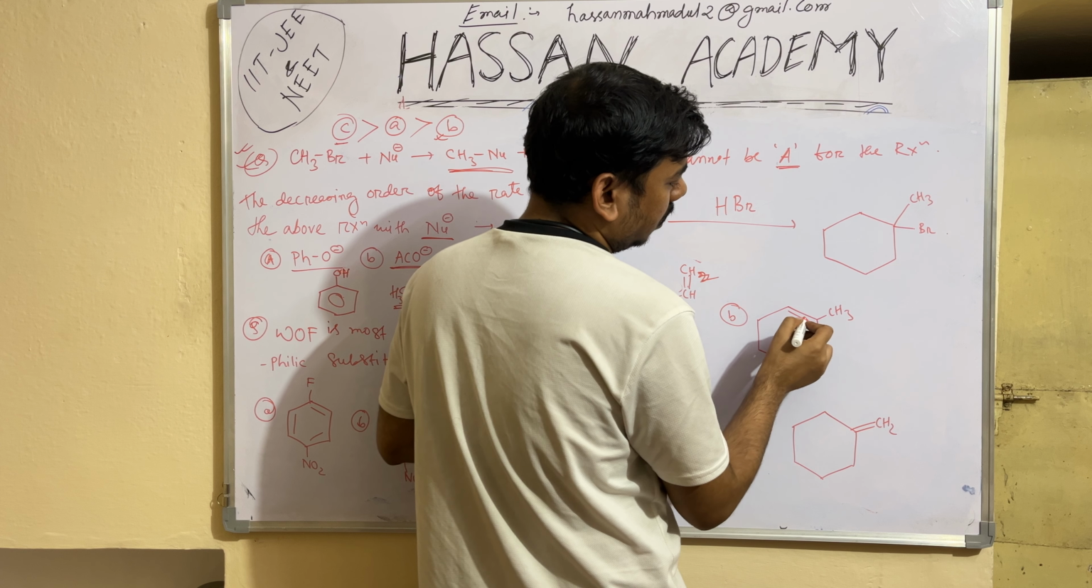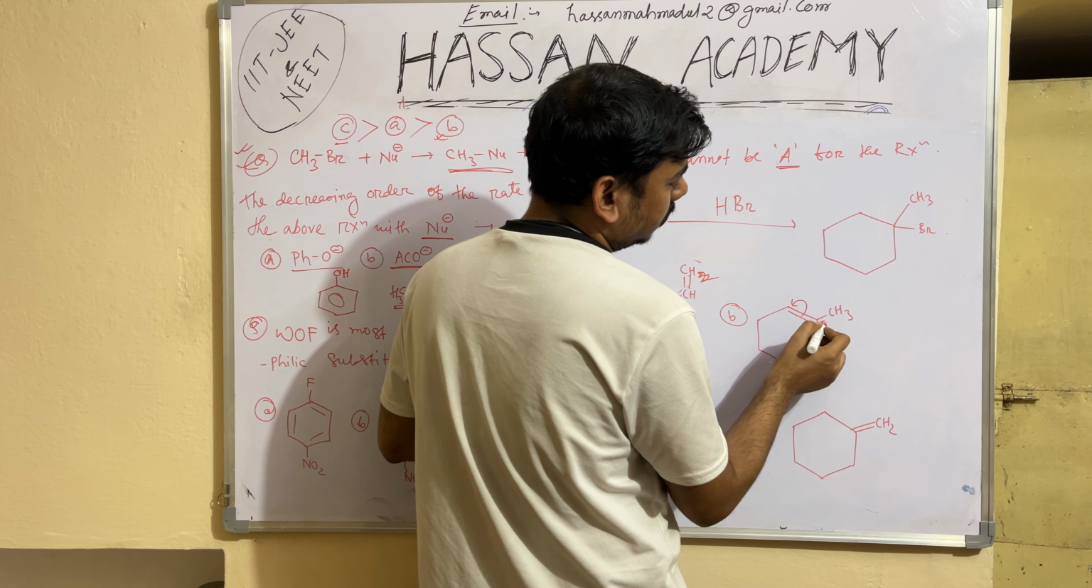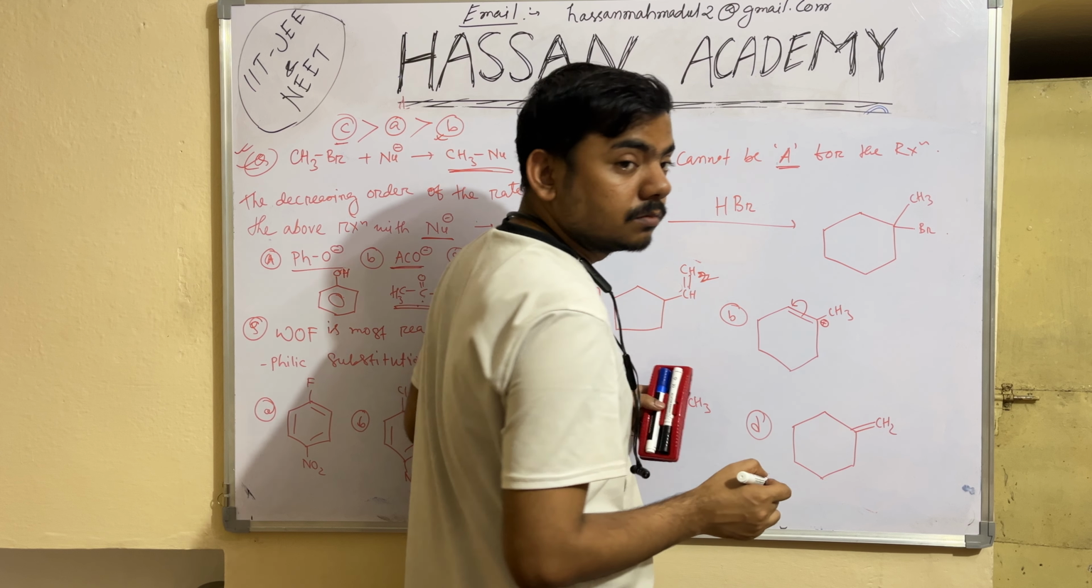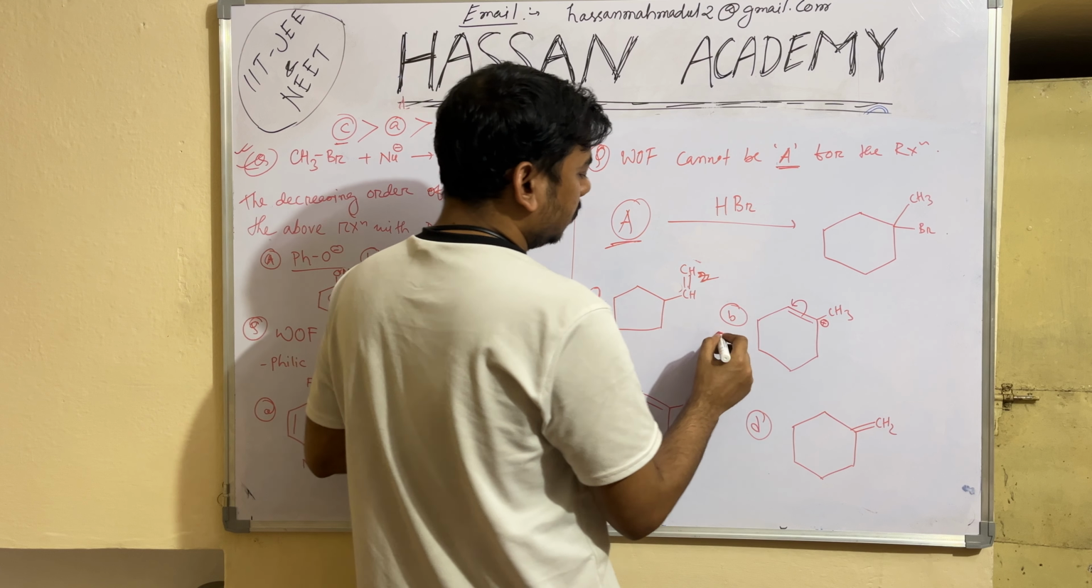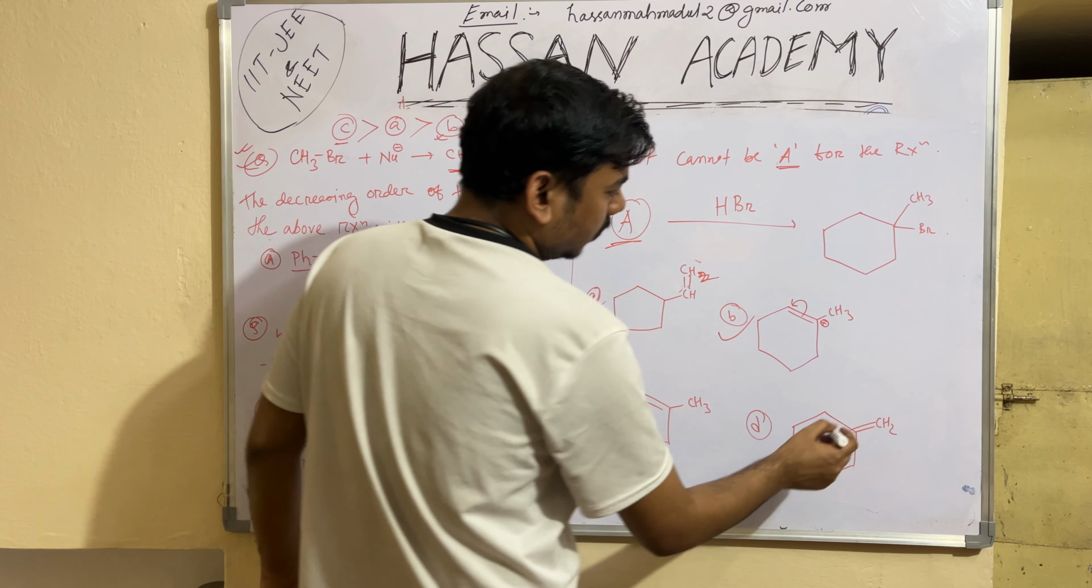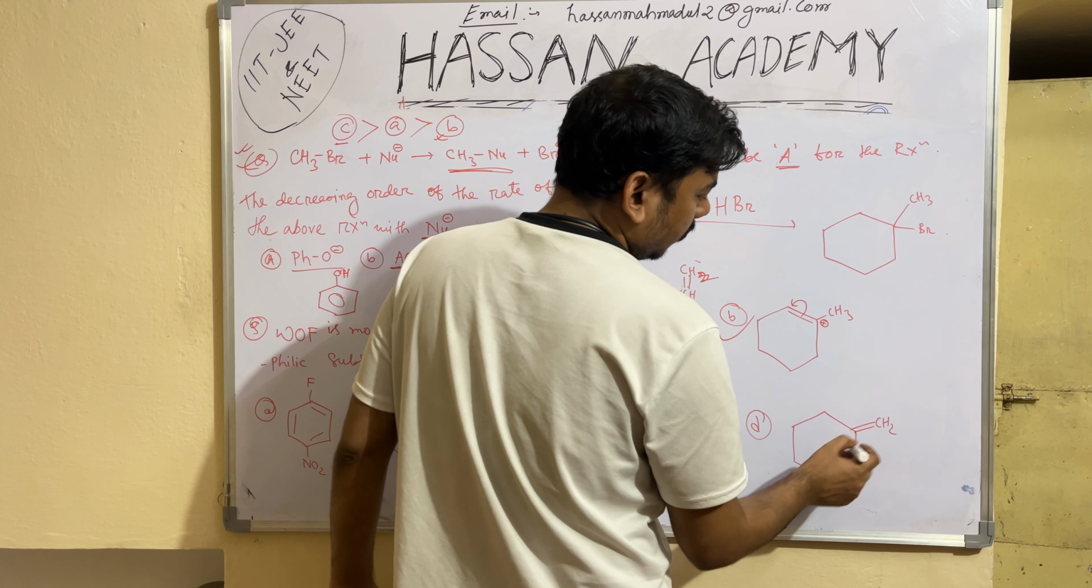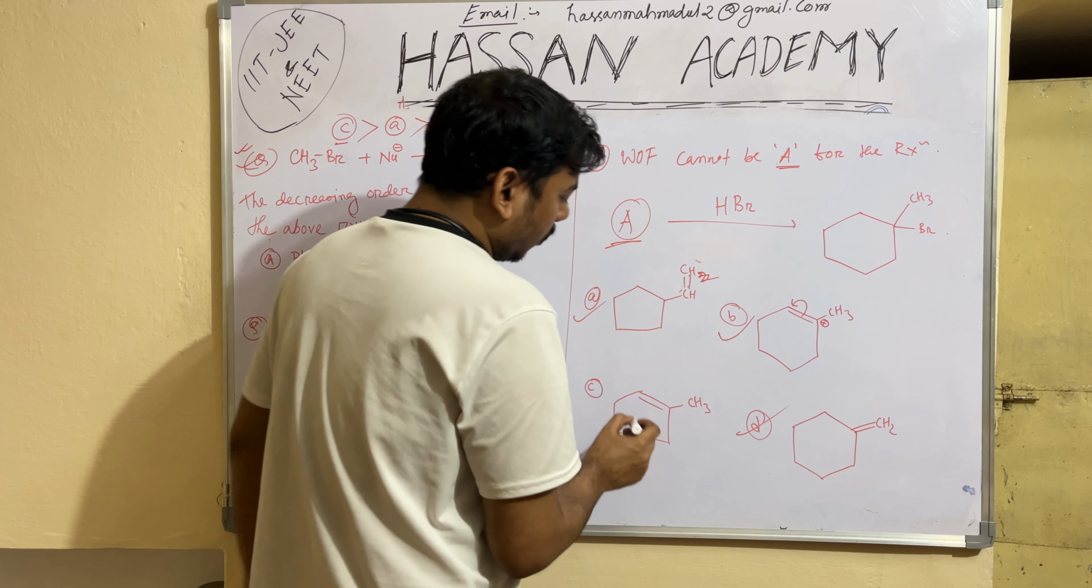Yes, if we do the carbocation producing, we will produce the carbocation on this particular carbon. Yes, here also Br can come, so this is also possible. If I go for this one, again the carbocation, this 3° one is more stable. This is also possible. But what about this?